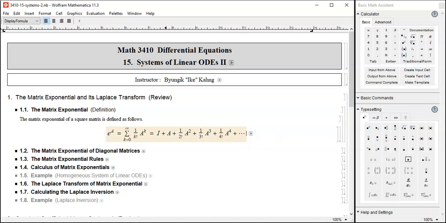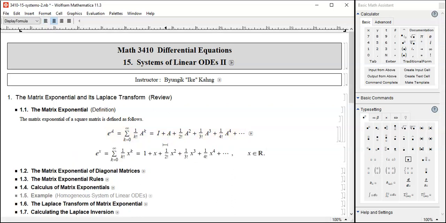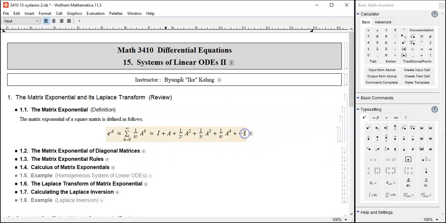This is a review, so let's go as quickly as possible here. Here is the definition of the matrix exponential, and this is valid for any square matrix. And please note that this corresponds precisely to the real exponential, the Taylor-Maclaurin series expansion here. So this is just a natural extension of the previously known case.